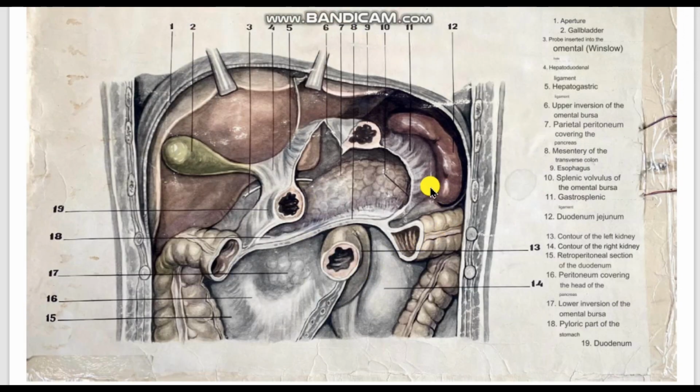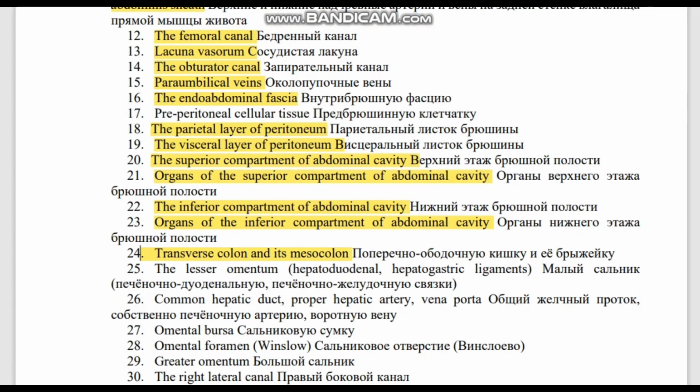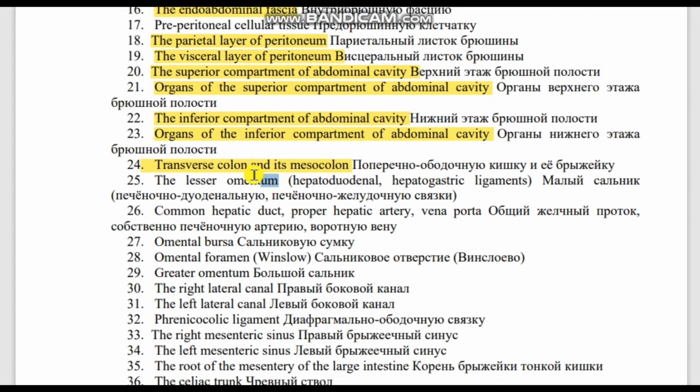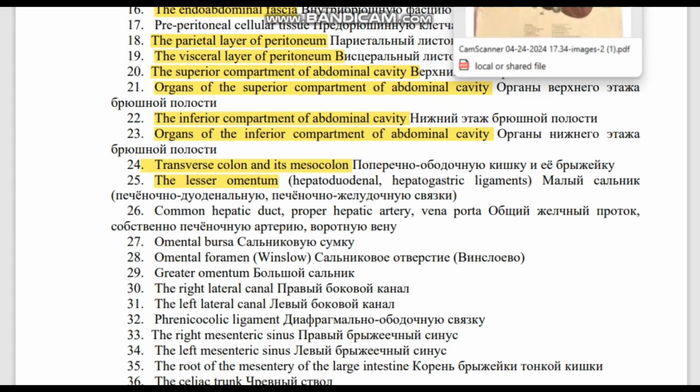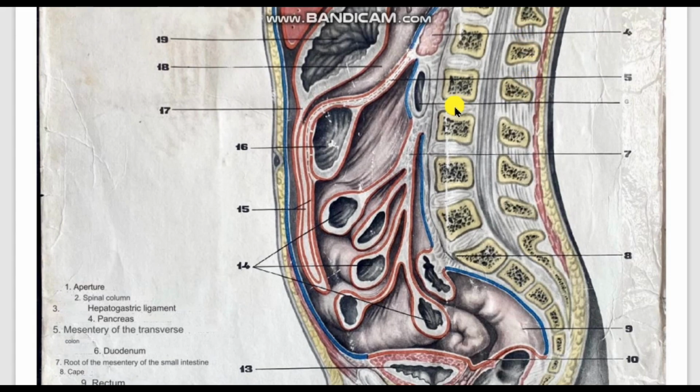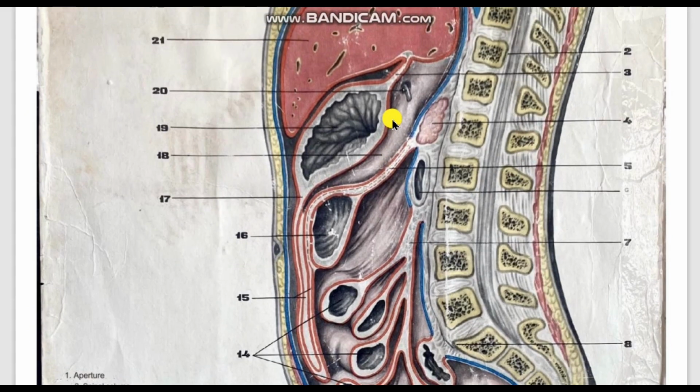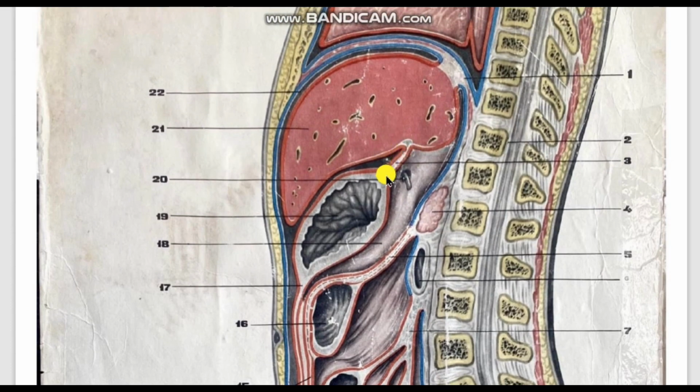So here you can see the transverse colon and the mesentery, because this is the mesentery that is dividing the abdomen into two compartments, superior and inferior, and the part of the mesentery that holds the transverse colon is called mesocolon. Okay, so this is transverse colon and mesocolon. Next we have lesser omentum. Here you can have a look at the lesser omentum. This is the lesser omentum.